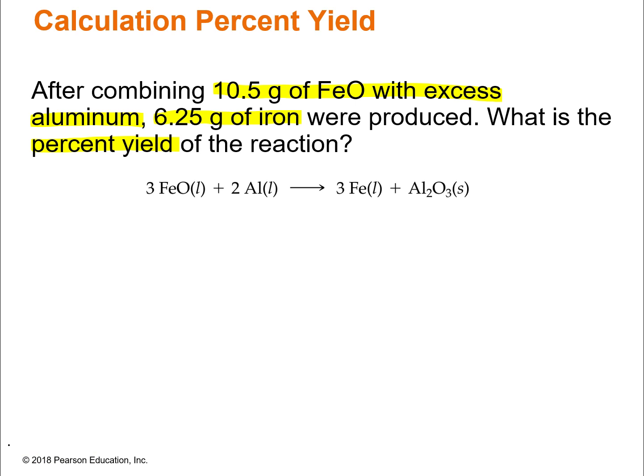So let's write down what we have. We've got 6.25 grams of iron produced. So that sounds like an actual yield, which will be helpful because we need that to calculate percent yield. Then we've got 10.5 grams of iron 2 oxide mixed with excess aluminum. We need to figure out how much iron that would actually make. That's going to be our theoretical yield.